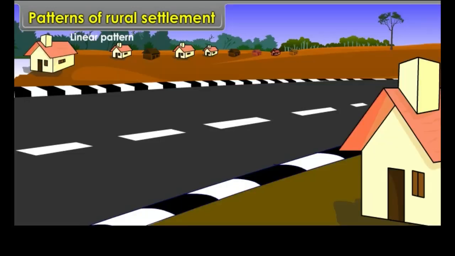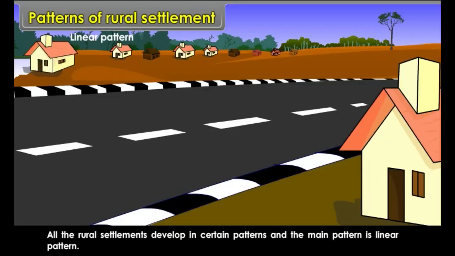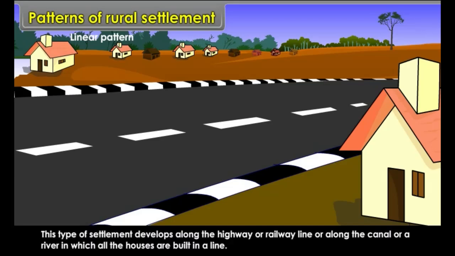Linear pattern. All the rural settlements develop in certain patterns, and the main pattern is linear pattern. This type of settlement develops along the highway or railway line or along the canal or a river, in which all the houses are built in a line.